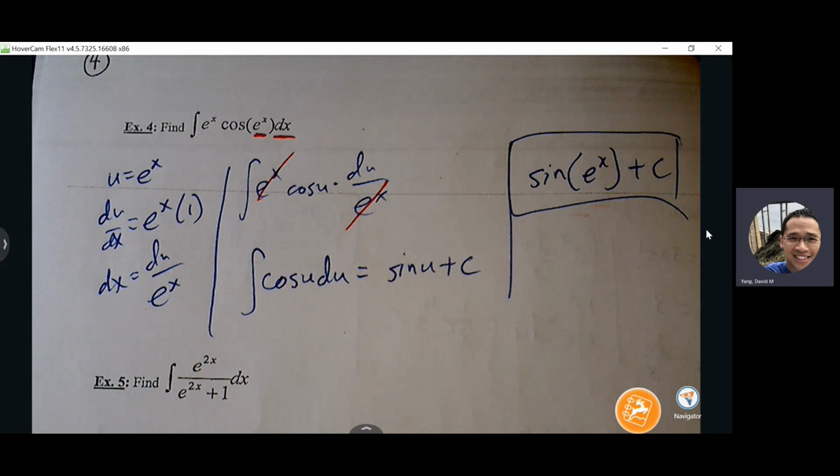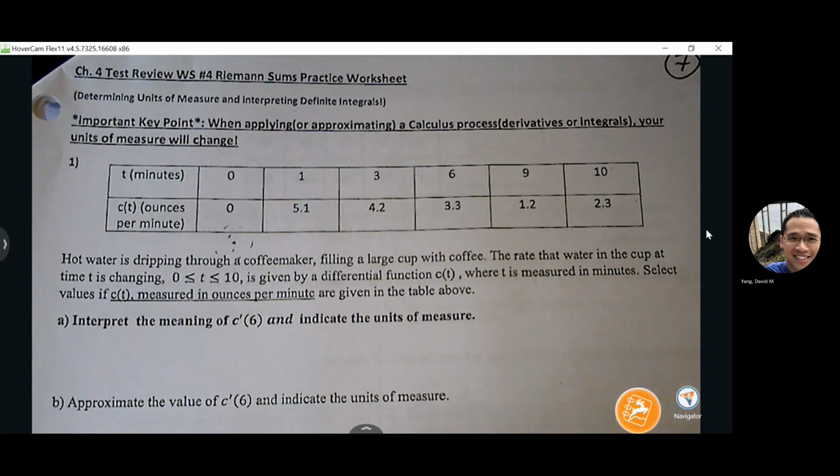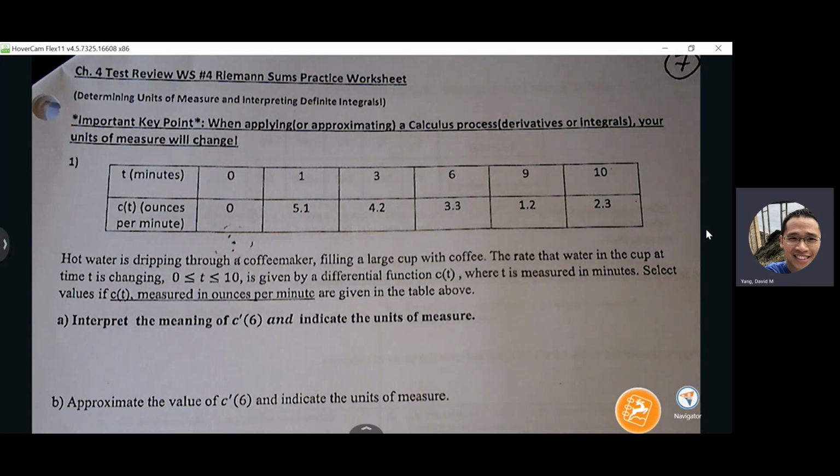Okay, review packets. Let's go to page 7. Okay, so let's go back to Riemann sums.